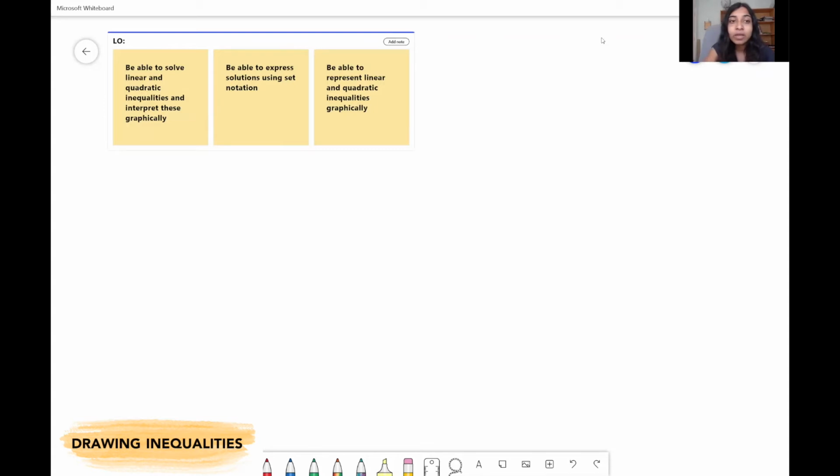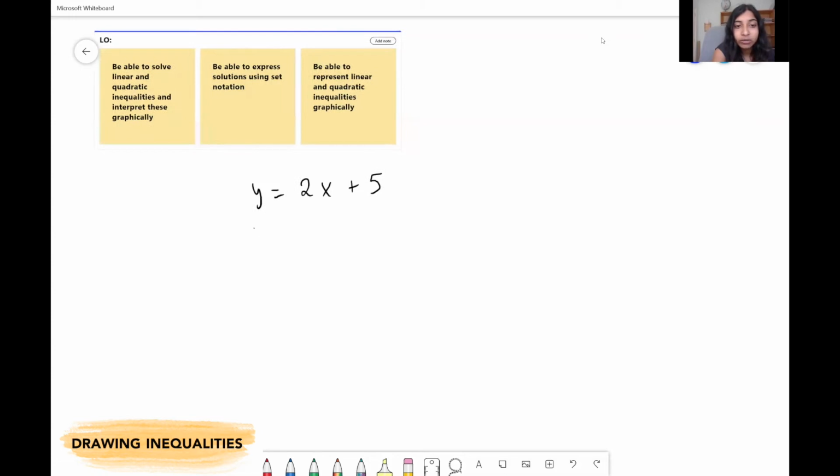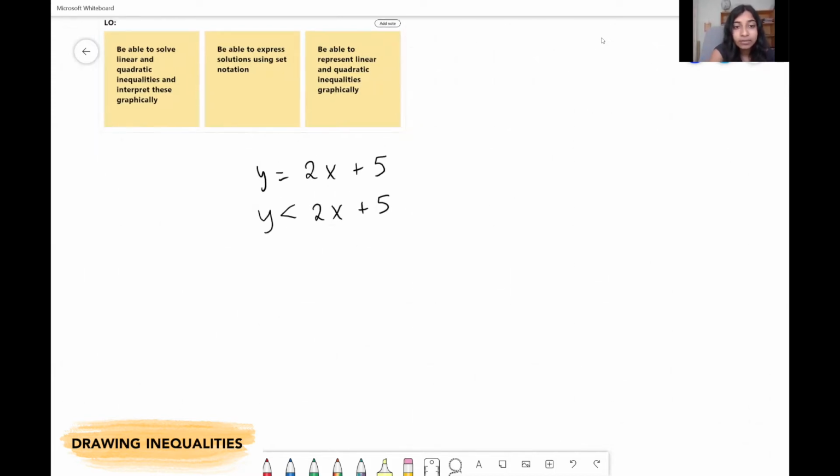So for example, a linear equation would look something like y equals 2x plus 5. But if you had a linear inequality, that would change to y is less than 2x plus 5. Let's say less than or equal to 2x plus 5 to start off with. So how you would draw that is, if you had the y and x axes here, you would put the equation y equals 2x plus 5 normally on the graph.